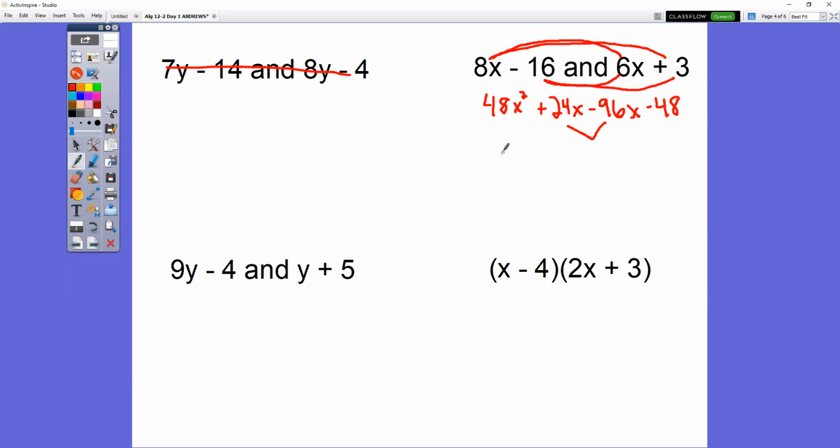Add together your inners and your outers. So we have 48x squared. 24 plus -96 is -72x minus 48.